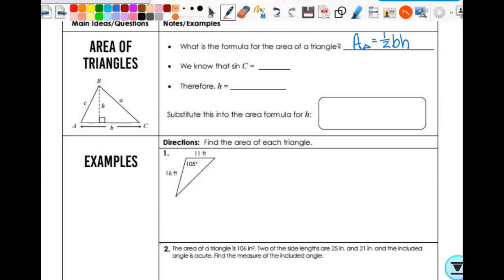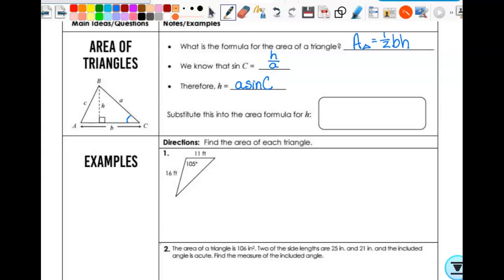But what if we don't have the base and the height? We have some other options. So we're going to use this triangle over here. And it says we know that the sine of angle C, so here's angle C. If I'm going to just set up a ratio, I have to use the little right triangle that's right here. So the sine is opposite over hypotenuse. That will be h over a, the height over side length a. Then it says therefore h equals, so we're solving for h, so we'll multiply both sides by a. And I get a times the sine of angle C.